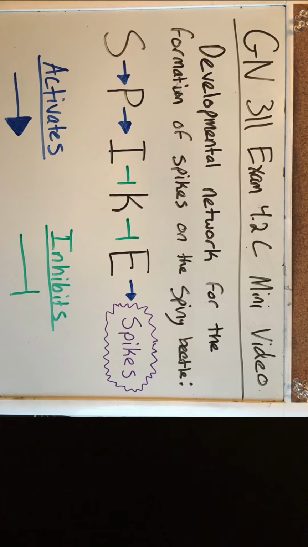The S gene activates the P gene, and the P gene activates the I gene. However, the I gene inhibits the K gene, which is important because if activated, the K gene would inhibit the E gene, which would prevent the formation of spikes. So because the K gene is inhibited, the E gene is not repressed, allowing spikes to form. We will now look at some mutant strains to see how the production of spikes is influenced.